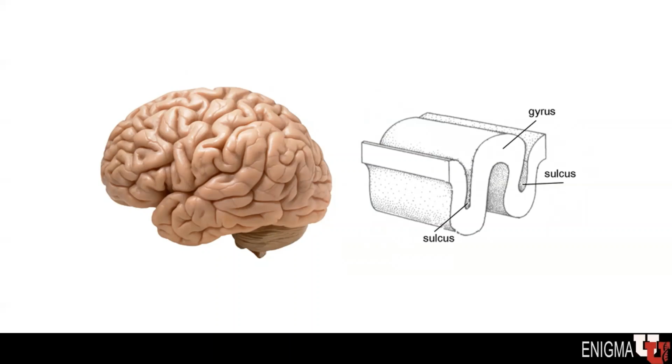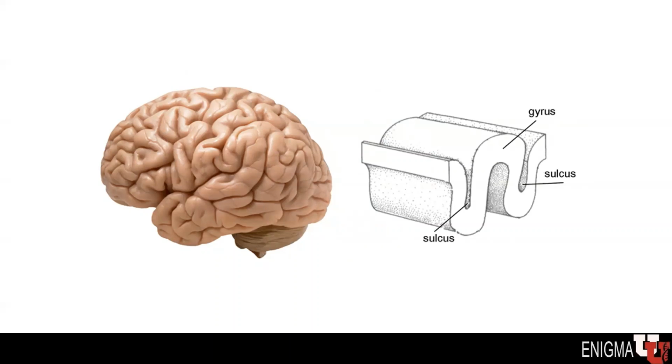The parts of the brain that bulge outwards are called the gyri, or singular gyrus. So these parts that bulge outwards. And then the parts that dip inwards are called the sulci, or singular sulcus. But why does our brain have the structure with gyri and sulci?